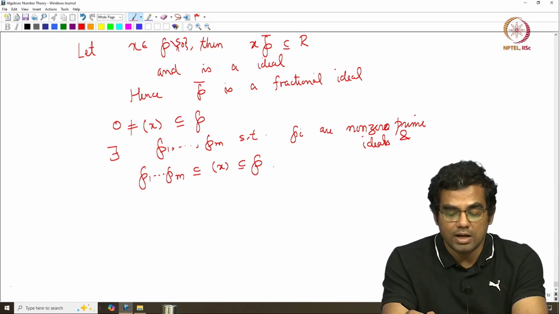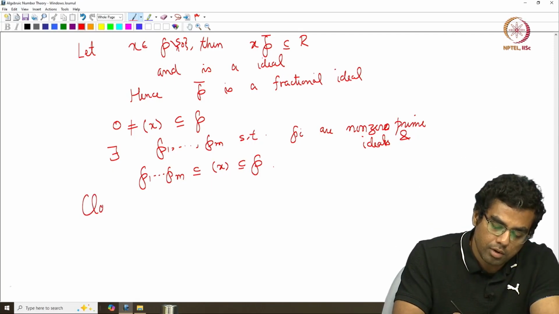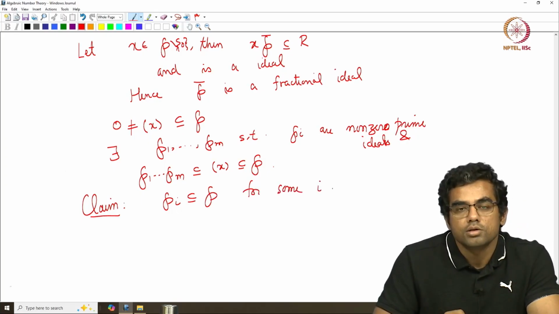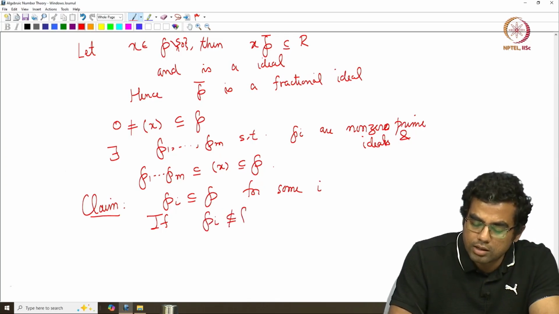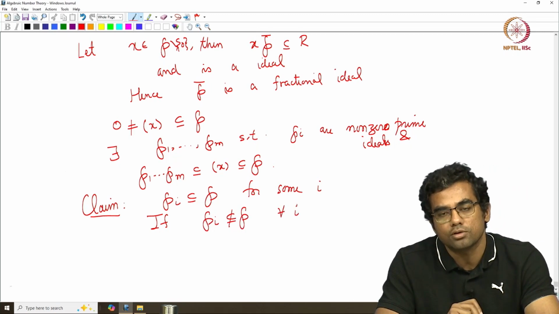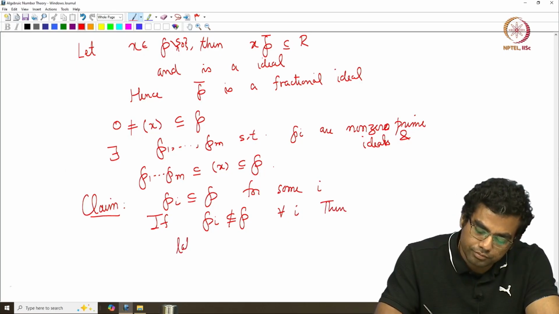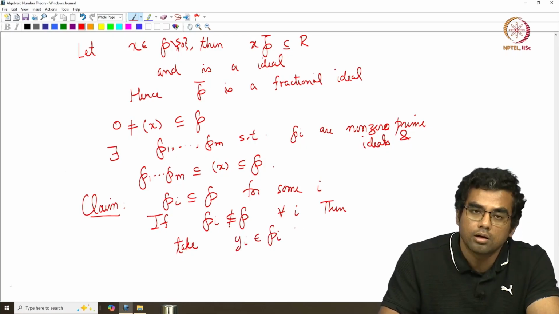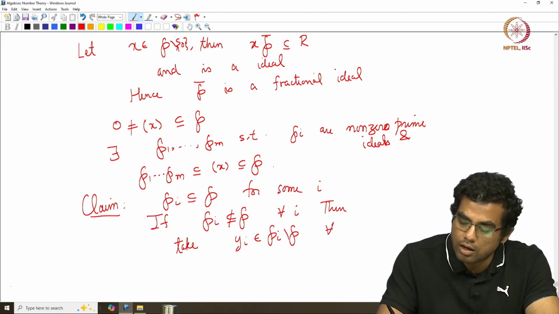So, my claim is that P_i is contained in P for some i. If not, if P_i is not contained in P for all i, that is the negation of that statement, then take y_i which is in P_i, but not in P. I can do that for all i's now.